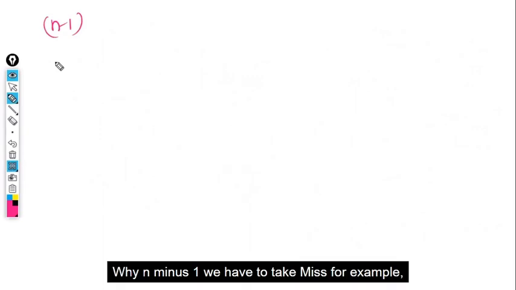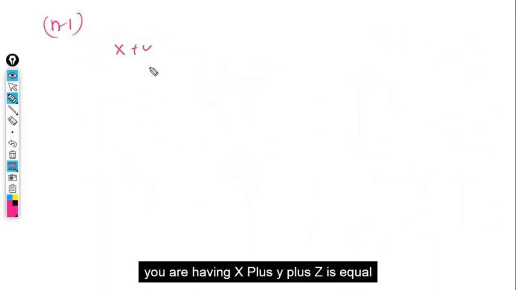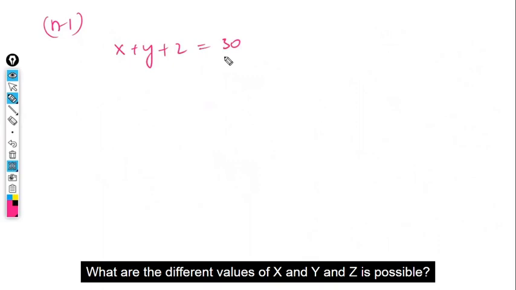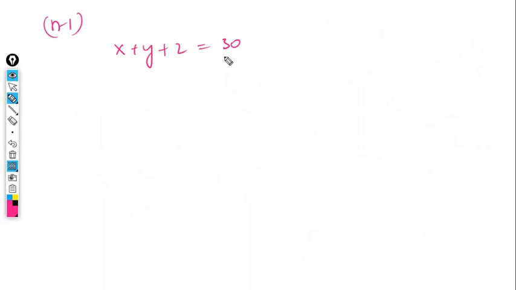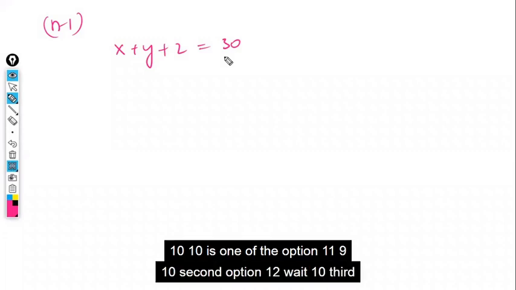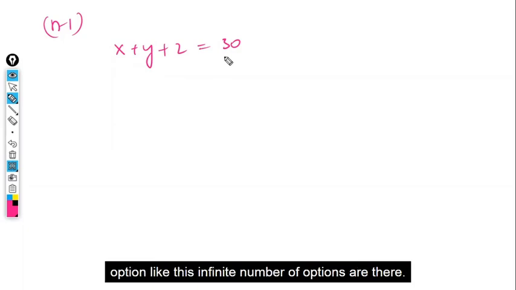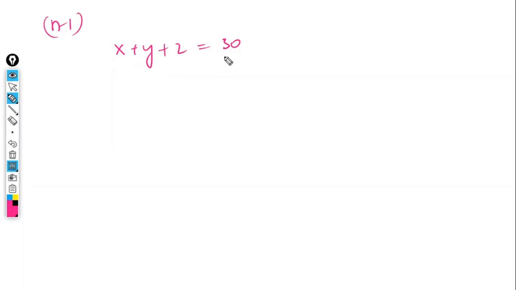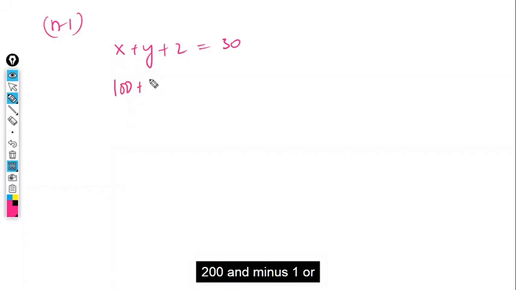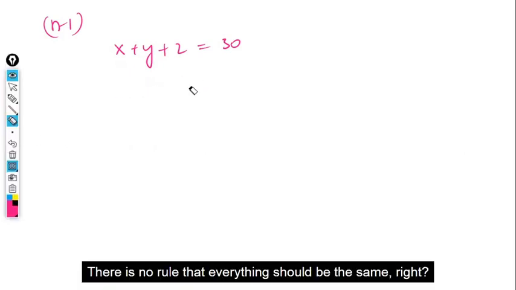Why do we have to take n minus 1, miss? For example, you have x plus y plus z is equal to 30. What are the different values of x, y and z possible? 10, 10, 10 is one option. 11, 9, 10, second option. 12, 8, 10, third option. Like this, an infinite number of options are there. You can take even 100, 200 and z as minus 270. Any value you can take. There is no rule that everything should be the same, right?